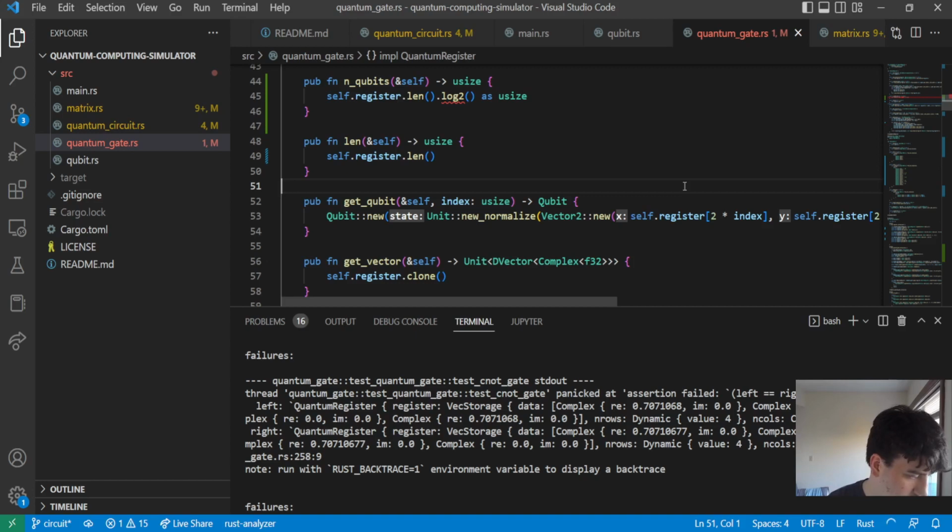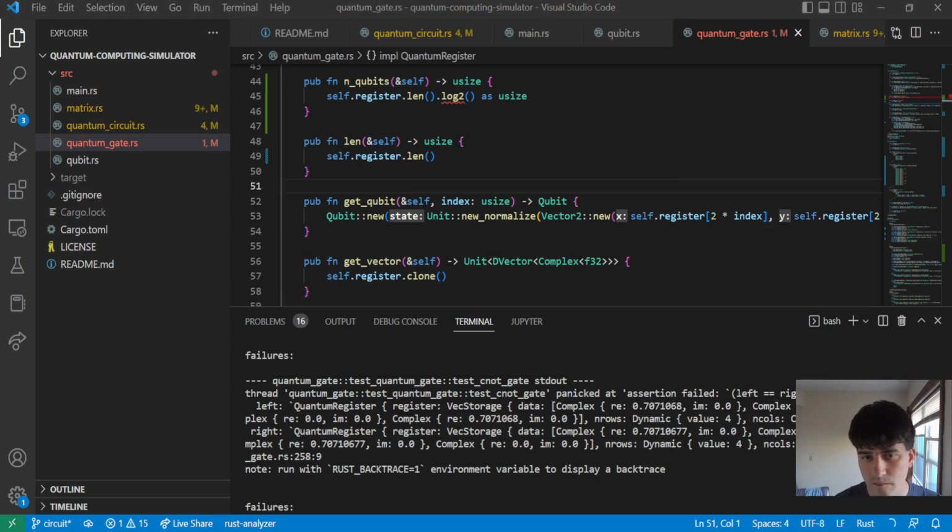The vector is a linear combination of probability to be in each of the classical states. So what I want actually is to be able to get the probability that we are in a certain state. Which I can do by looking up the associated element.